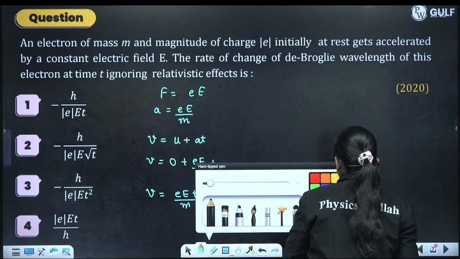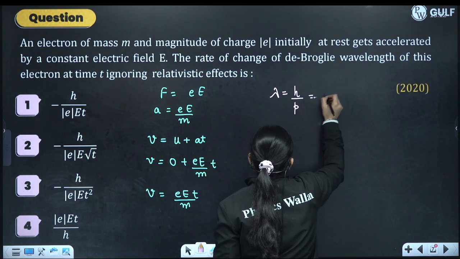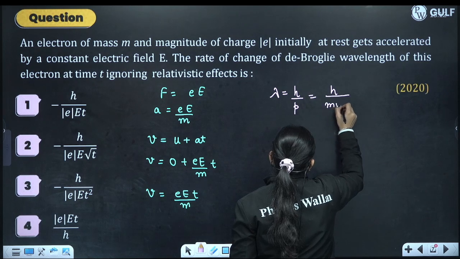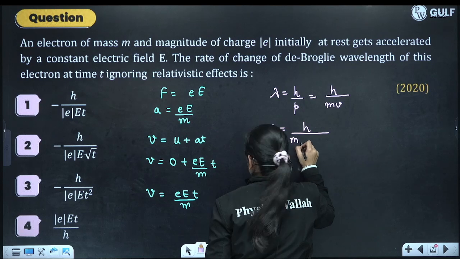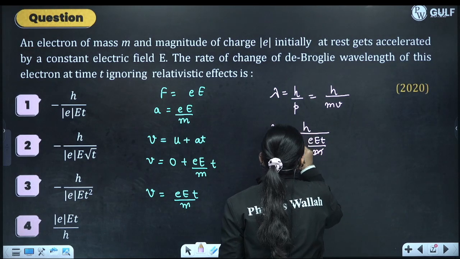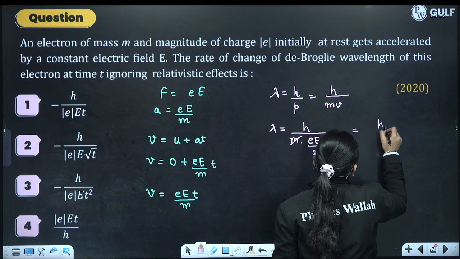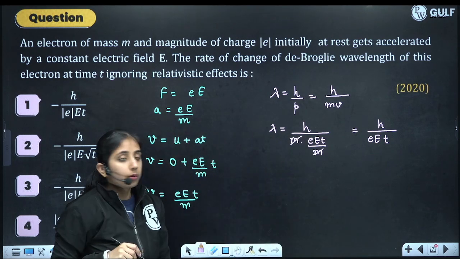Now calculate lambda. Lambda is equal to h by p is equal to h by mv. So lambda will be h by m into eEt by m. m and m cancel. We get lambda as h by eEt. Okay, this will be the lambda.